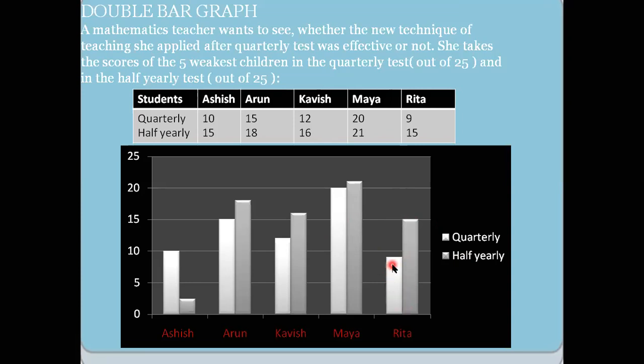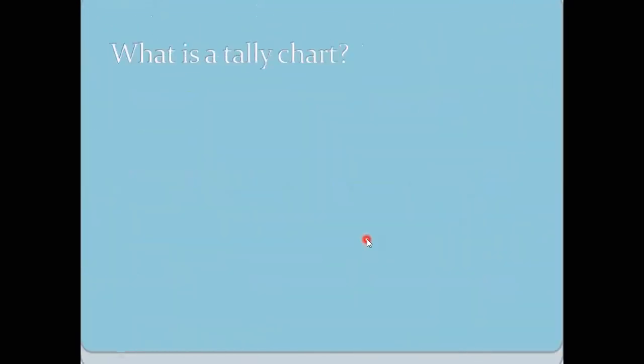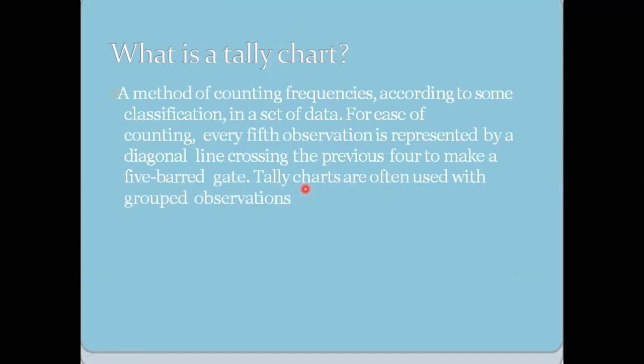Okay, so here, the one in white color is the quarterly, and the one with a little shade is the half yearly marks. So in this way you will make a double bar graph. Next, now we have seen what a bar graph means. Now let us see what tally means.